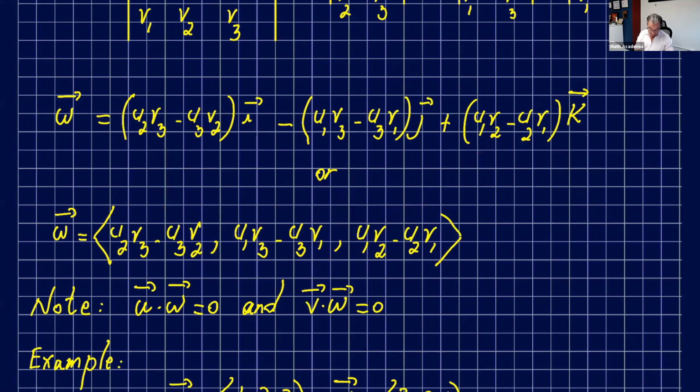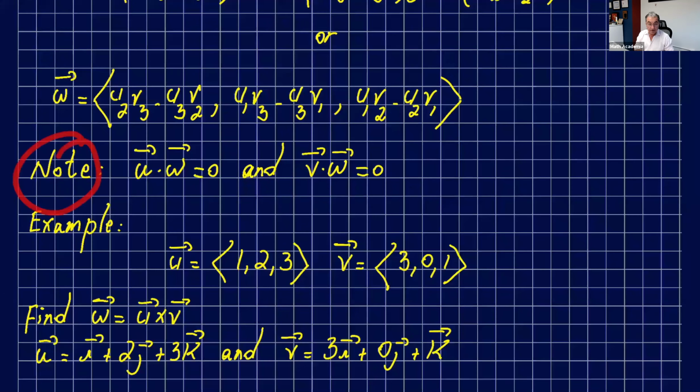Now note, w is orthogonal to u and v. So if you do u dot w and v dot w, you're going to get 0. You can use these components and do the dot product with u1, u2, u3, and you'll see if you combine all the terms, then you're going to get 0, same as v.